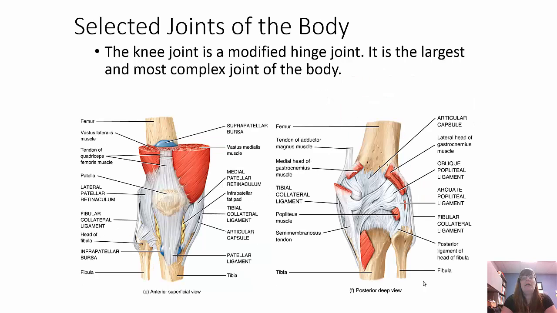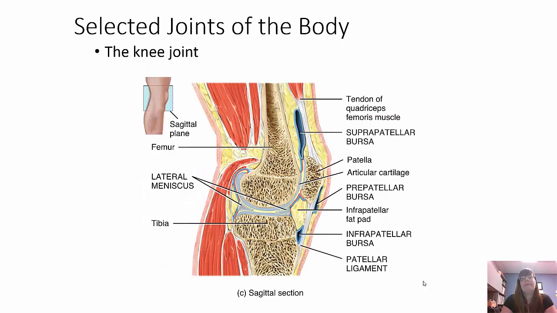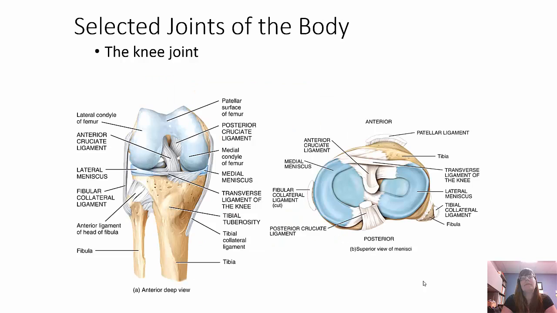The knee joint is a modified hinge joint, and this is actually the largest and most complex of the body. I already talked about the 4 C's, so you have the fibular collateral ligament by the fibula, the tibial collateral ligament by the tibia, and then the anterior cruciate and the posterior cruciate ligaments inside of there. Another angle. This is showing you that articular cartilage really well, how smooth the surface is. Also showing you the menisci.